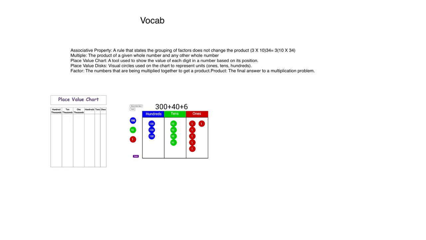Place value chart. So a place value chart looks like this. A place value chart is a tool used to show the value of each digit in a number based on its position. Then the place value disc, as shown right here with the hundreds, tens, and ones, is a visual circle used on the chart to represent units: ones, tens, hundreds. Factor: the numbers that are being multiplied together to get a product. Product: the final answer to a multiplication problem.